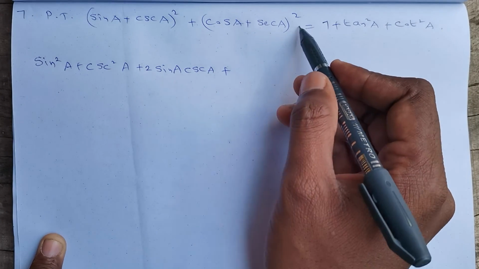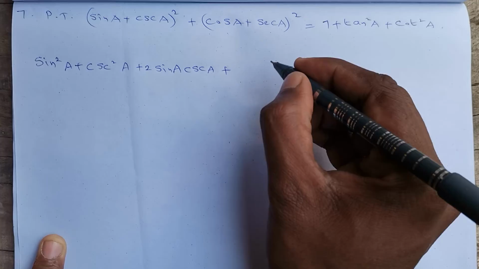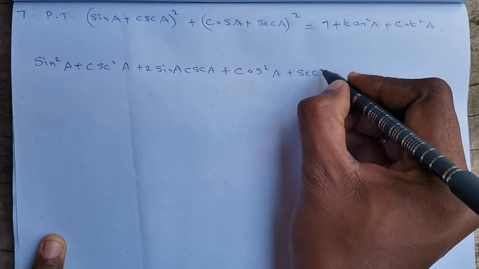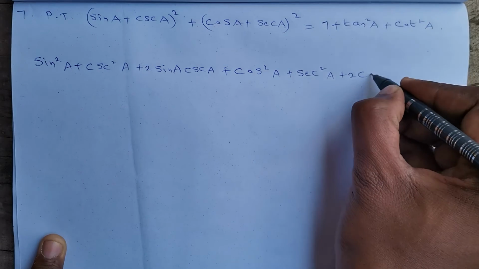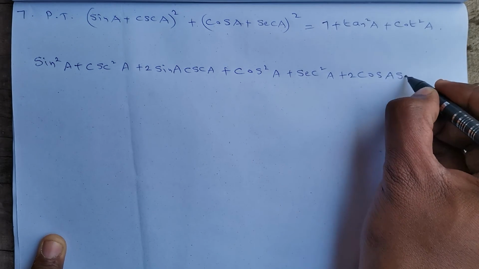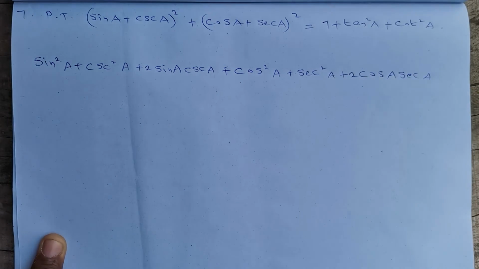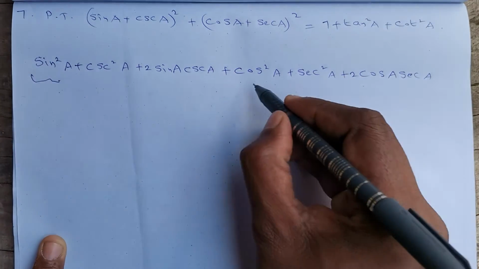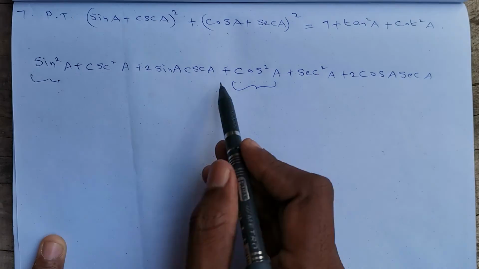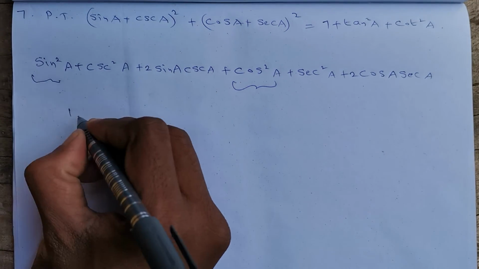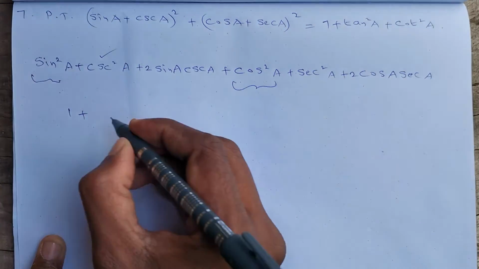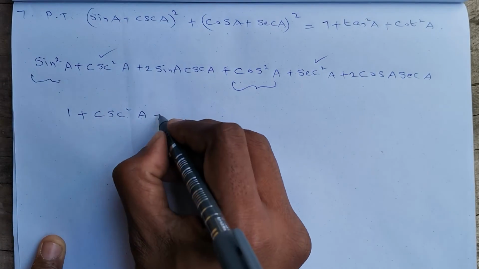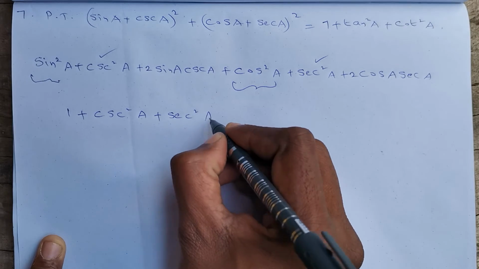Again it is in the form of A plus B whole square. So if we expand it, we will get cos square A plus secant square A plus 2 cos A secant A. Now, if we observe clearly, sin square A and here cos square A. Sin square A plus cos square A is 1. Plus, here cosecant square A is there, I am writing it as it is, cosecant square A. And here secant square A is there, I am writing that secant square A as it is.